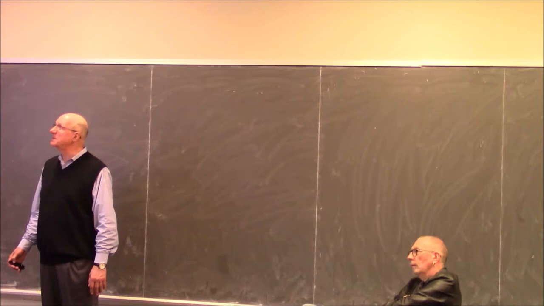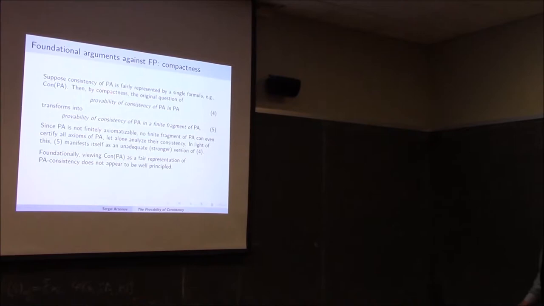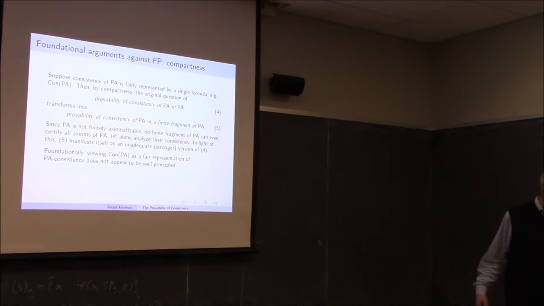We assume that consistency is represented by a single arithmetical formula, one formula. Then the provability of consistency reduces to the provability of this particular formula in Peano arithmetic. Each proof uses only a finite amount of axioms. It means that this particular proof is actually proved in a certain finite fragment of Peano. So if it's proved in PA, it's proved in a finite fragment, given that consistency is represented by one single formula. For me, this is an argument against assuming that consistency is just one single formula.